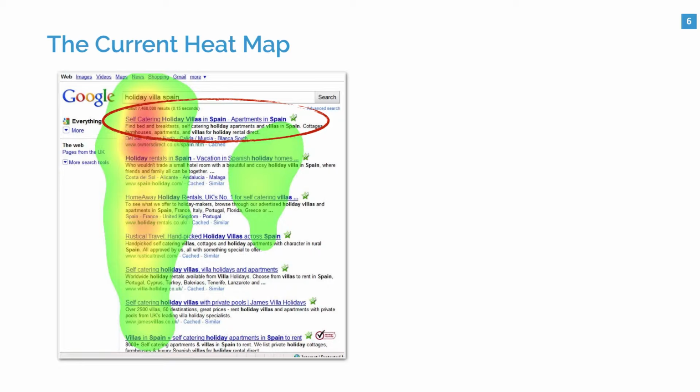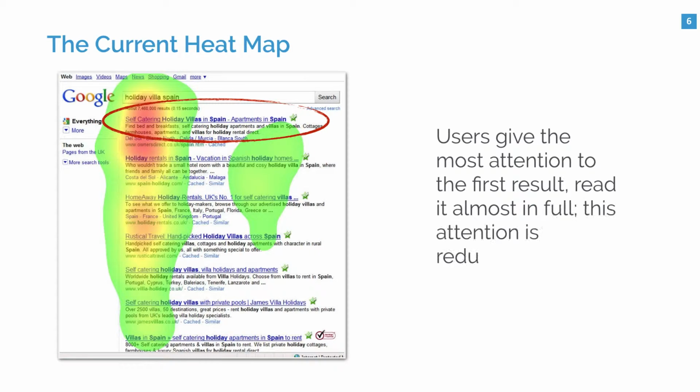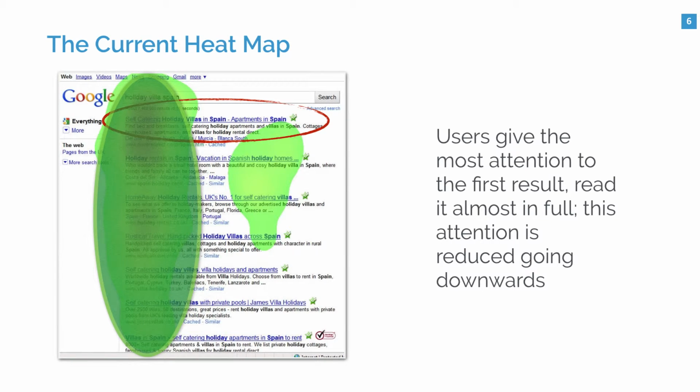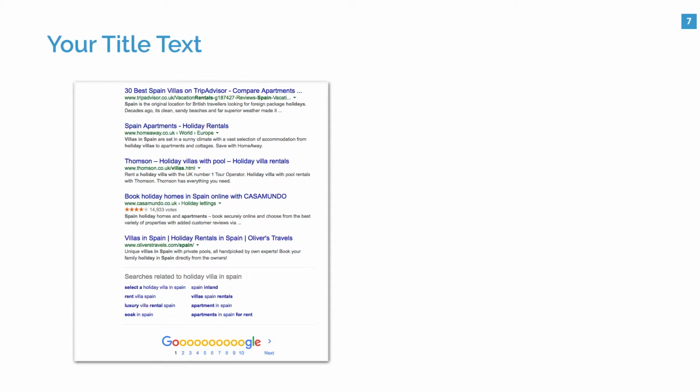They give the most attention to the first result, reading it almost in full. This attention is reduced as the user goes down, so the user starts by reading the first few words in the title, then moves to the next record. Nowadays, it's becoming more of a vertical ellipse. Users read the first couple of words or less, then move to the next result.